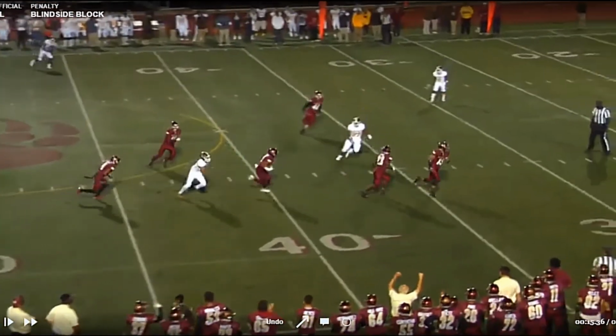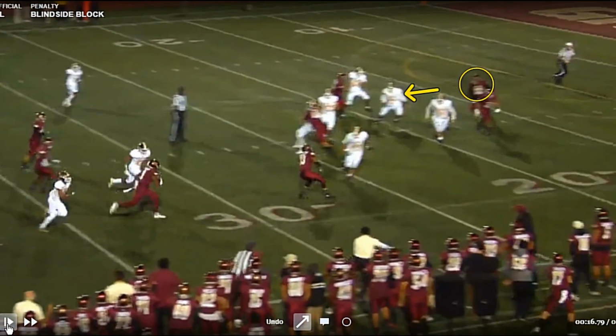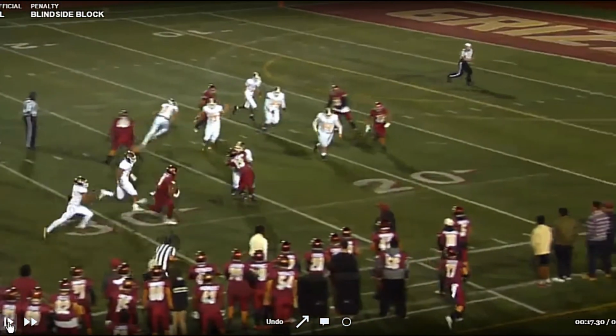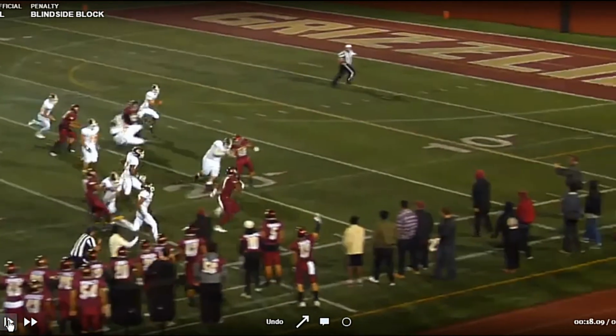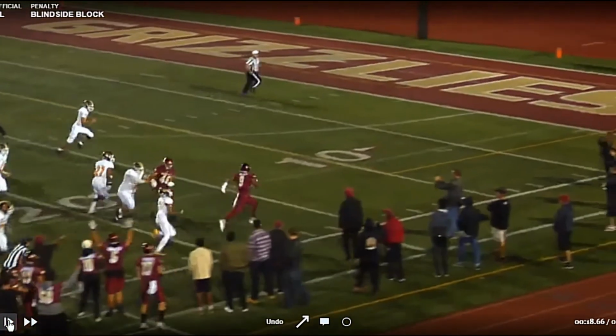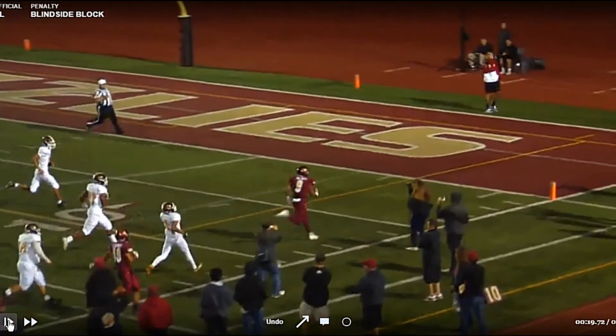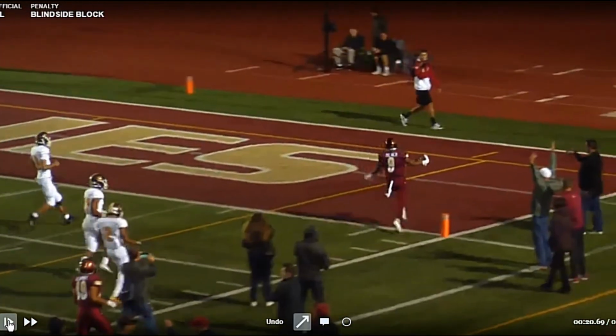Let's run it back, give you a slow-mo look at it. So there's the illegal block. And watch the difference in the legal block. It's simply a screen. He just gets in his way. Both are effective. One of them's a foul, one's not.